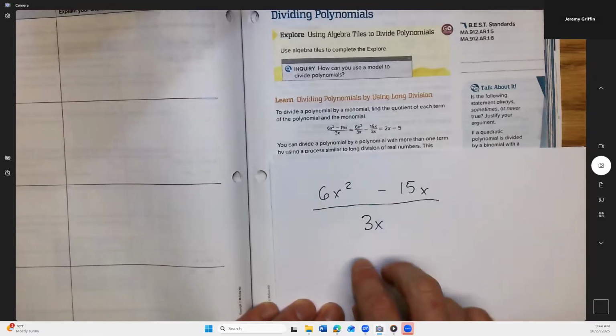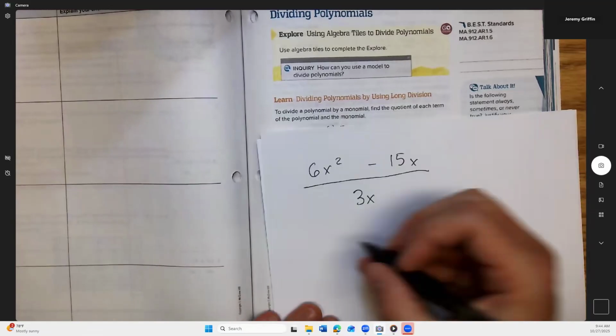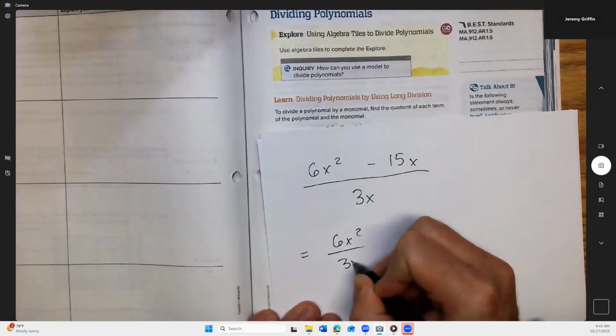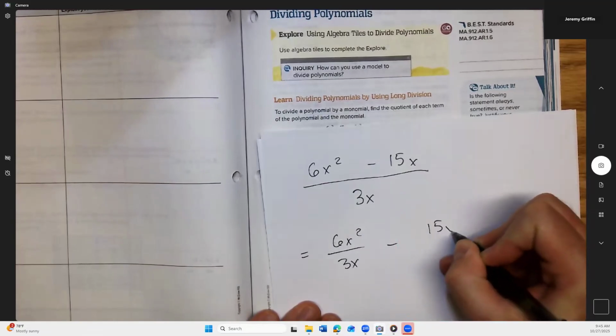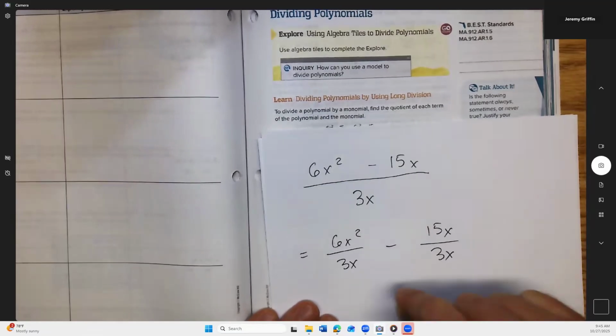Okay, so if you just have a single term in the denominator, are you allowed to split this up into different fractions? Yeah, you totally can. So this is the same thing as 6x squared divided by 3x minus 15x over 3x. Isn't that the exact same thing? Okay. Great.